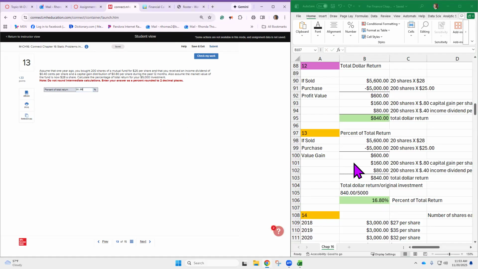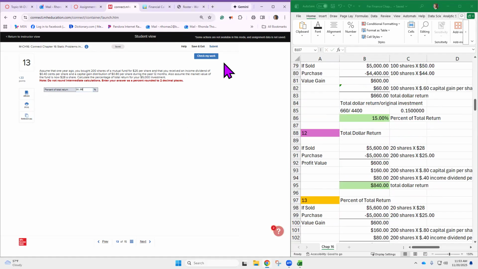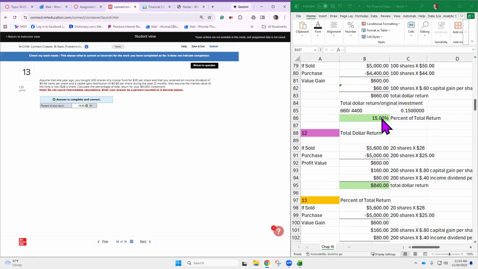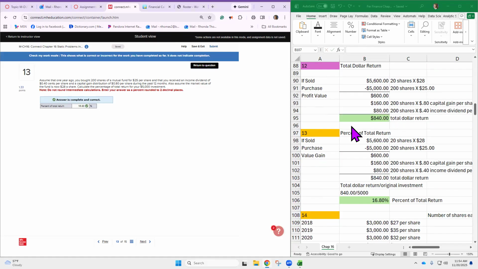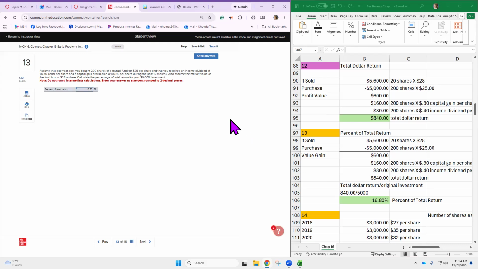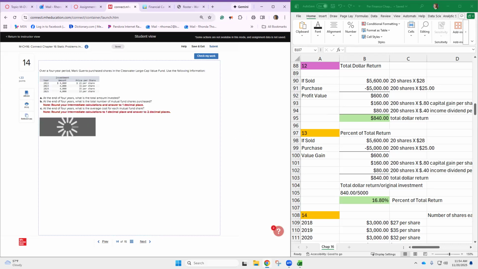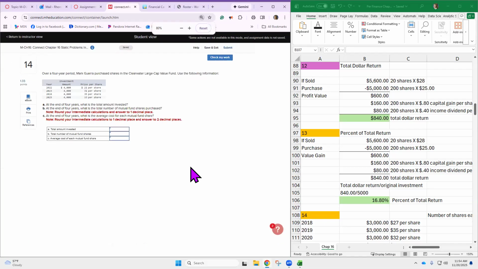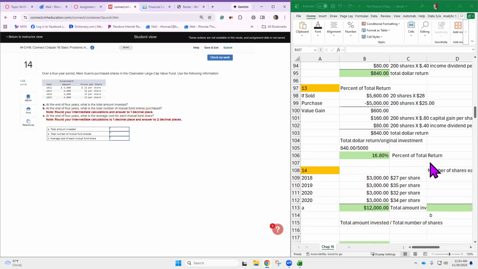16.80. So that one is better than the other problem, right? The higher your percent of total return, the better. Okay, the better. You just made more money off of your money. All right, number 14. Okay, now sometimes this happens.